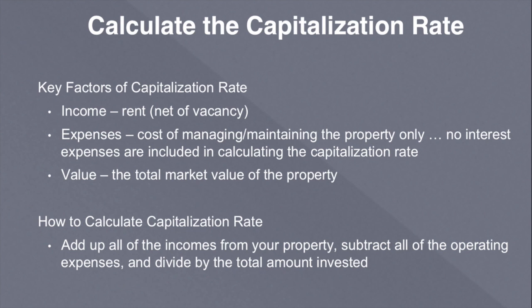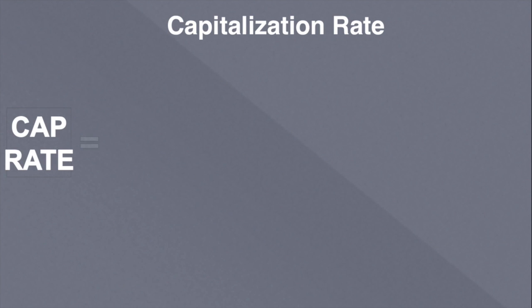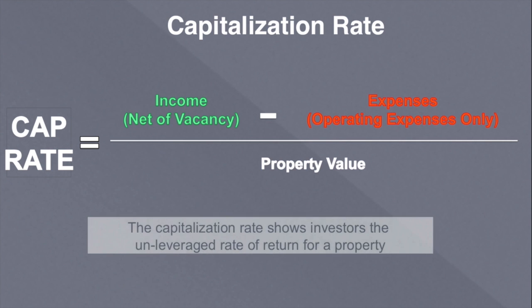And then we subtract all of the operating expenses and divide that by the total amount invested, okay? So here is how that wonderful equation looks. You see you've got your income, net of the vacancy, your expenses, and then that's divided by the property value, and that gives you the cap rate. That gives you the unleveraged return on investment for the property.